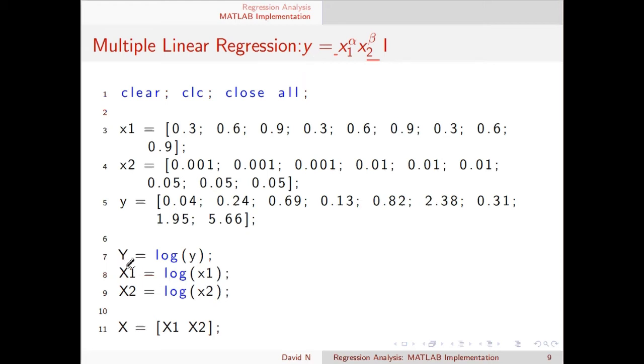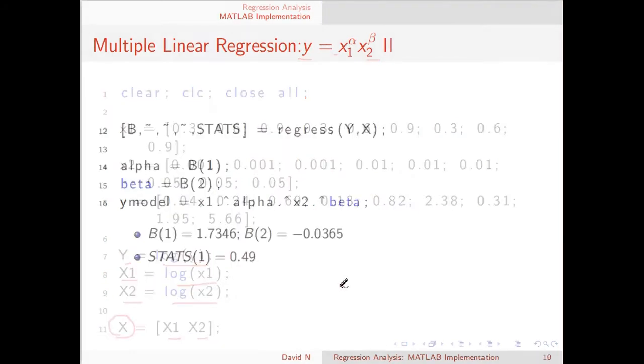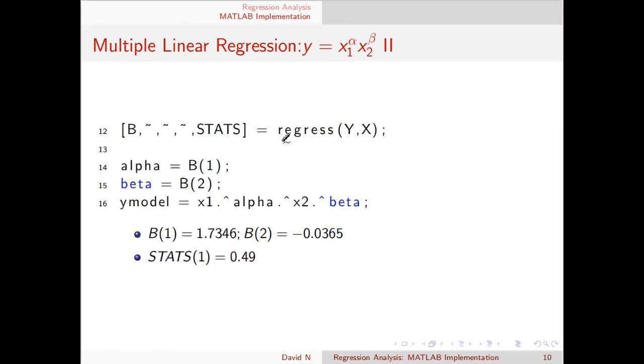Capital Y is formed by taking a logarithm of y, capital X1 is the logarithm of small x1, and capital X2 is the logarithm of small x2. Essentially what we are doing is taking logarithm on both sides in order to linearize the nonlinear problem. And then we form a matrix of independent variables by stacking capital X1 and capital X2. And then we use the regress function where the dependent variable is Y and the independent variable is the matrix X. Here B is the model coefficients. Alpha is stored in B1 and beta is stored in B2. And the stats variable's first element is going to be the R squared value.